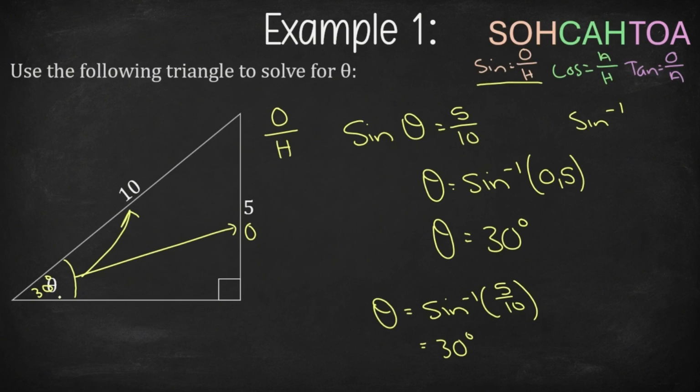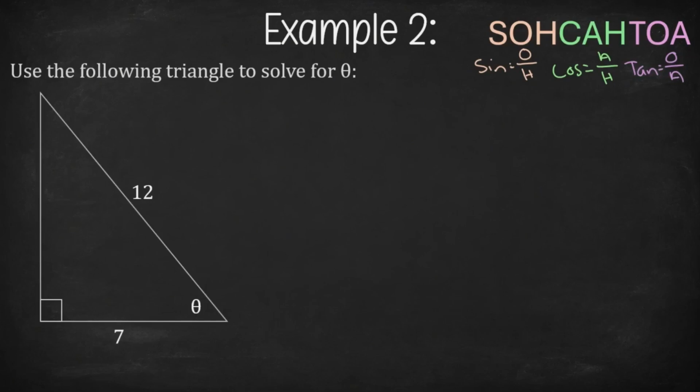And this returned us to the original angle of 30 degrees. So sine takes us from the angle to the side ratio, while inverse sine takes us from the side ratio back to the angle. So in example 2, we also have to solve for theta using this triangle. So let's see what we've got. We've got this 12, that is the length of the hypotenuse. And this 7 is the length of the adjacent side.